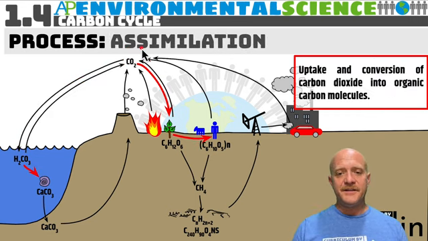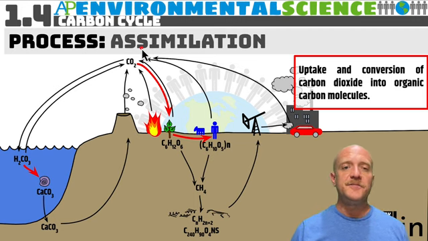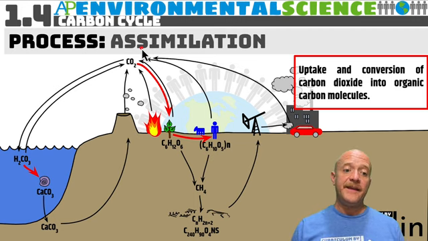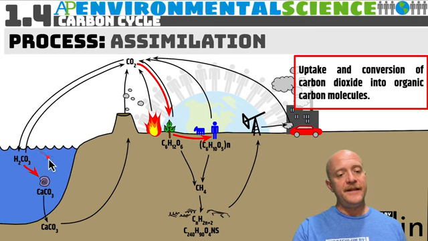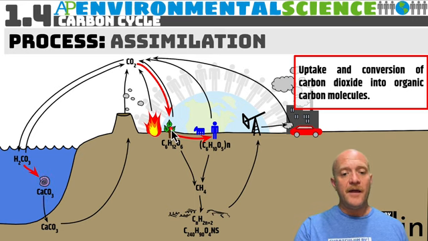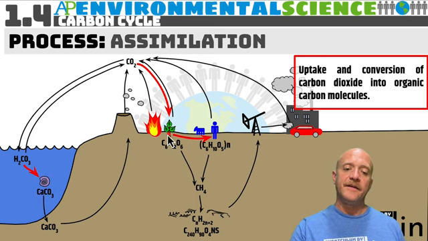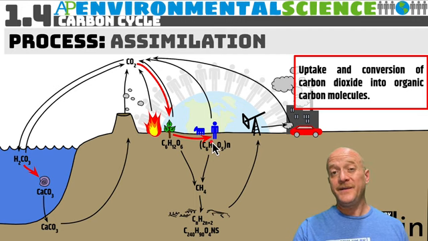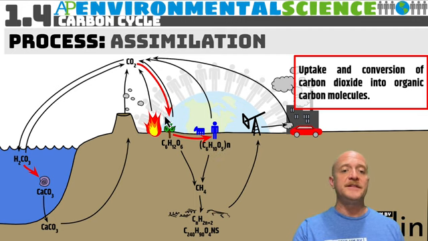Assimilation. Assimilation is when you're taking a form of carbon and converting it into organic carbon molecules. In other words, you're making it part of your own body. So aquatic organisms are assimilating the carbon dioxide, or the carbon, into their shells. Animals are assimilating the glucose into their body tissues by eating other organisms. Plants are assimilating CO2 and forming it into glucose. So all of this is an example of assimilation.